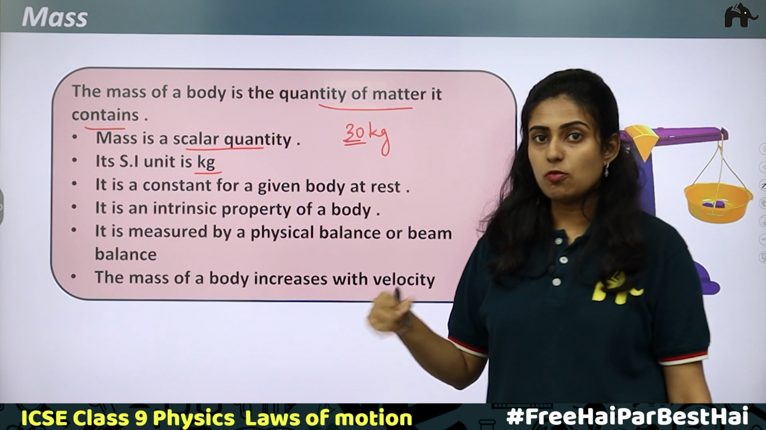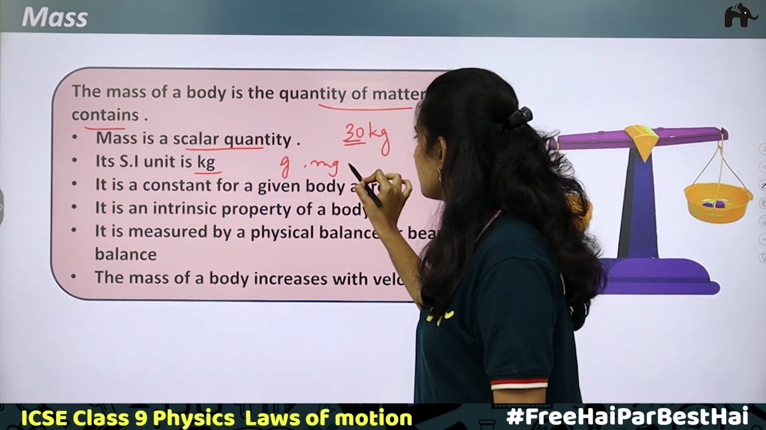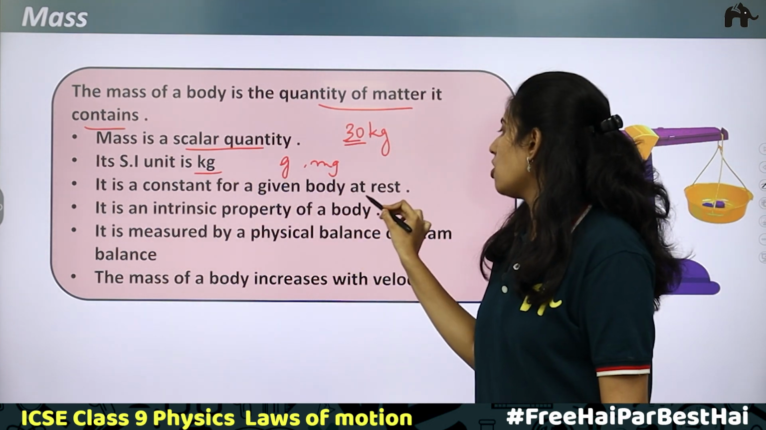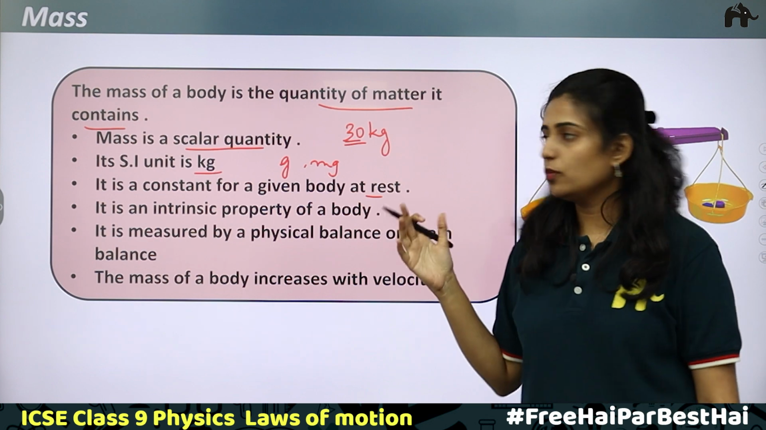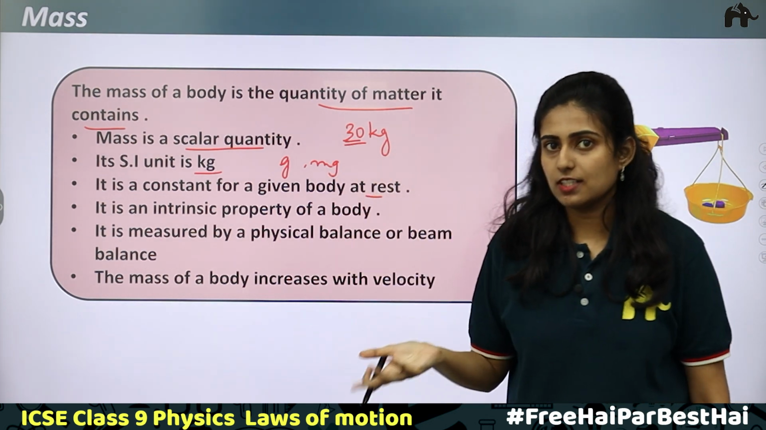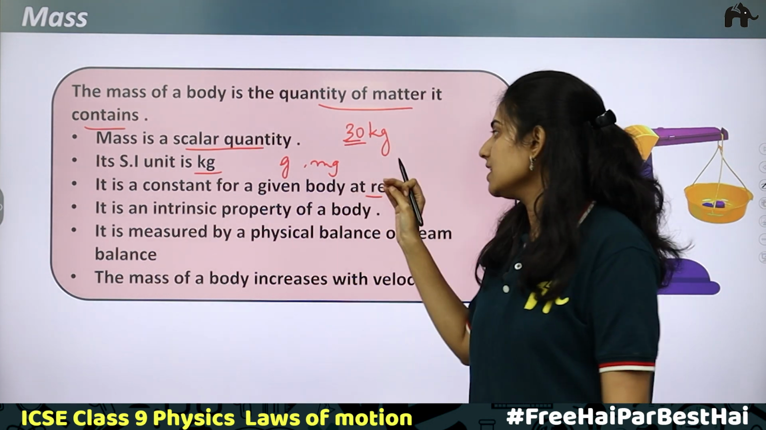SI unit is kilogram. What are the other units? There are grams, milligrams, etc. Okay. Next, it is a constant for a given body at rest. If the body is not moving, it will be a constant value. So we have said on the surface of Earth, on the surface of Moon, or on the surface of Mars, it will have the same value.